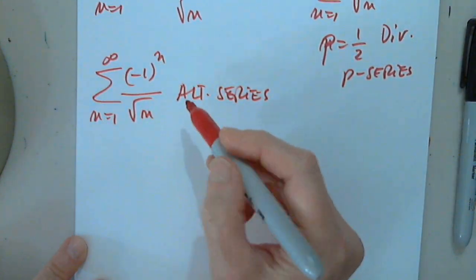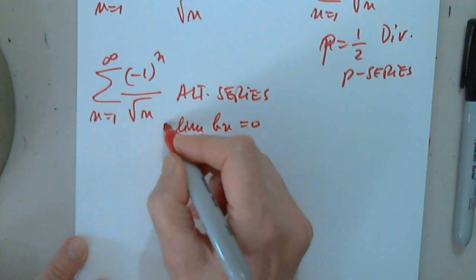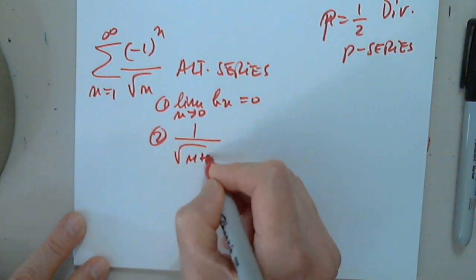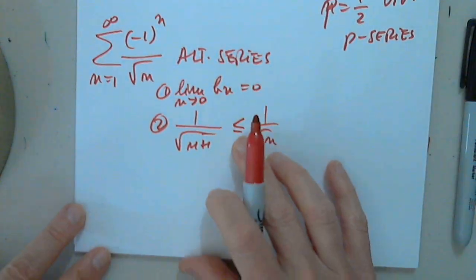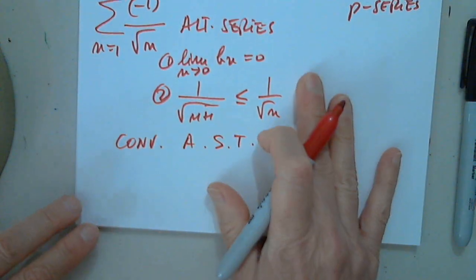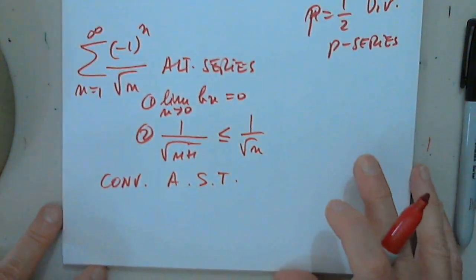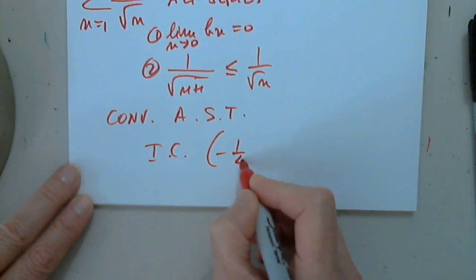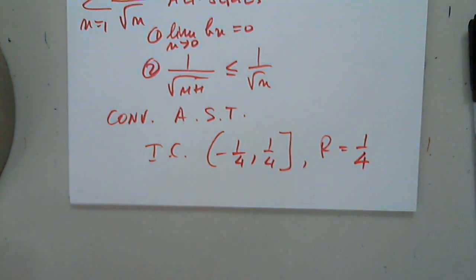And the two conditions are that the limit of Bn is 0, and it is. And the other one that is decreasing, and it is. 1 over the square root of n plus 1 is definitely smaller than 1 over the square root of n. So this series is convergent by the alternating series test. So then I have to go back and include 1/4. So then, again, the interval of convergence will be -1/4, comma 1/4 closed, with a radius of convergence 1/4.